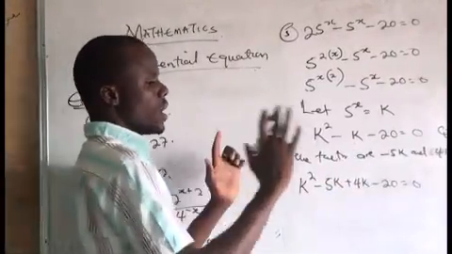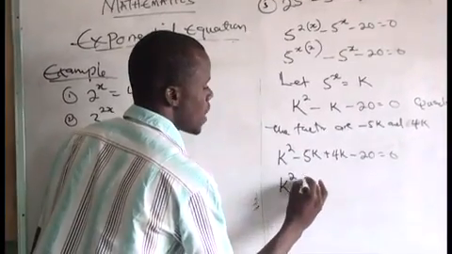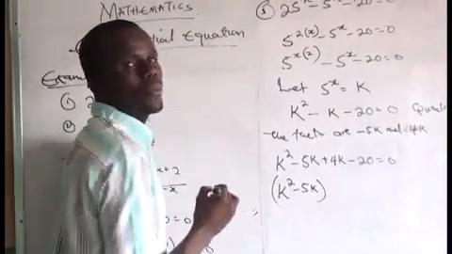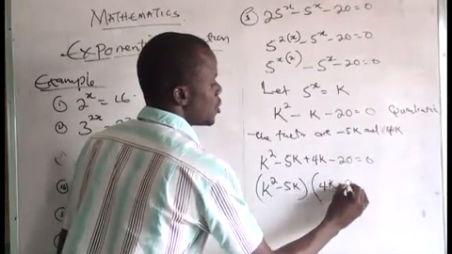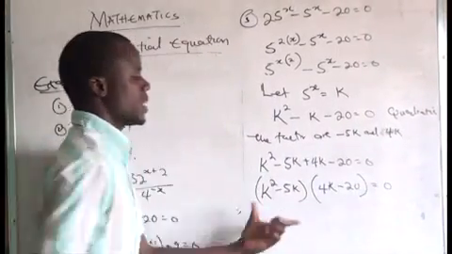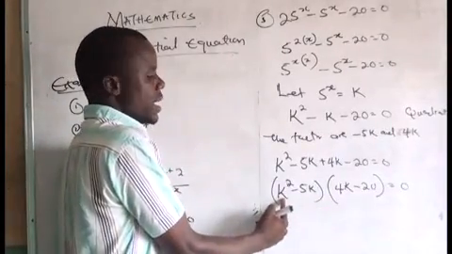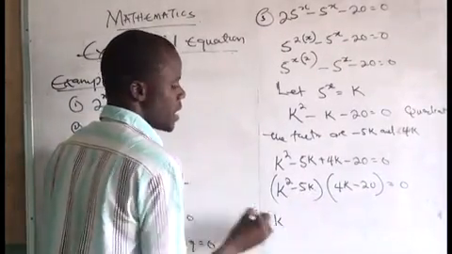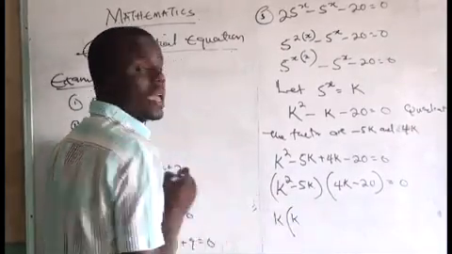So we now take a pairing. That is, here we say k squared minus 5k. We put it into a bracket. And also here we have 4k minus 20, we also put it into a bracket. All equals 0. So now here we have a common factor, there is k here, there is k, we take k outside of the bracket. Then here we have a remaining of k.